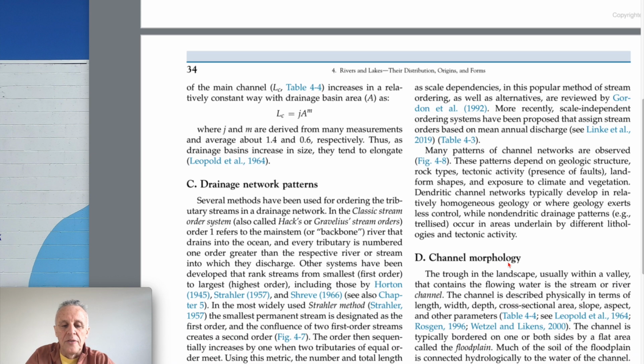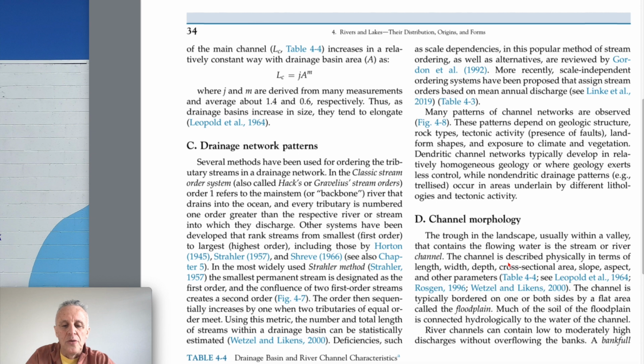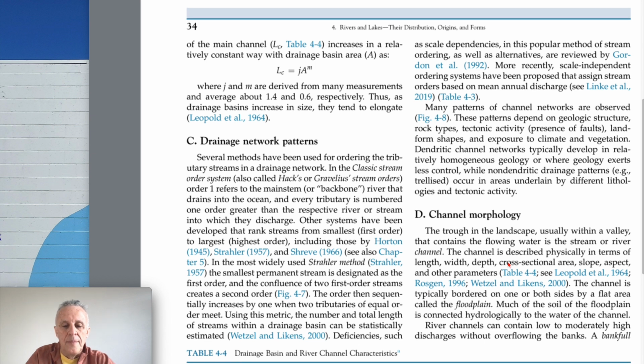Drainage network patterns. Several methods have been used for ordering the tributary streams in a drainage network. In the classical stream order system, also Hack's or Gravelius stream orders, order 1 refers to the main stem or backbone river that drains into the ocean, and every tributary is numbered one order greater than the respective river or stream into which they discharge.